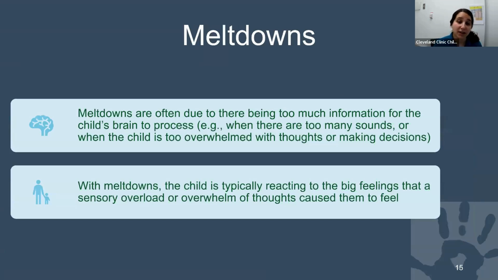On the other hand, meltdowns typically are more so in relation to when there's too much going on in the kiddo's brain. Whether they're at a loud place and there's just too many sounds or too many lights, or there's too many decisions for them to make, and they have so many thoughts in their head and they don't know what to do. So meltdowns are typically more so related to overwhelm or overstimulation, and they're the reactions to the big feelings that they get when they're overloaded with sensory stimuli or they're overwhelmed with thoughts.